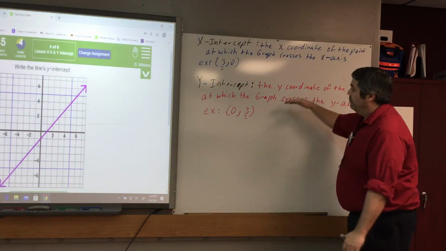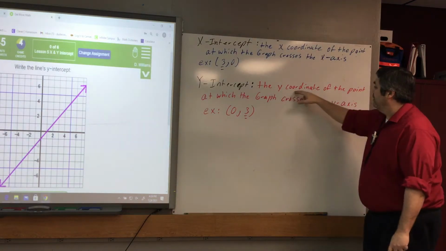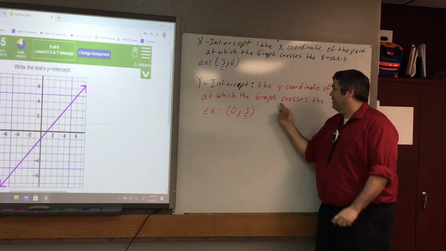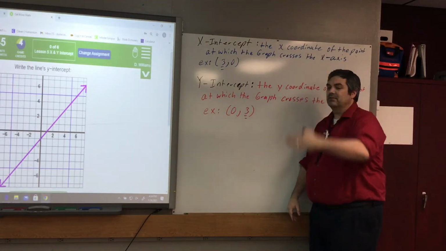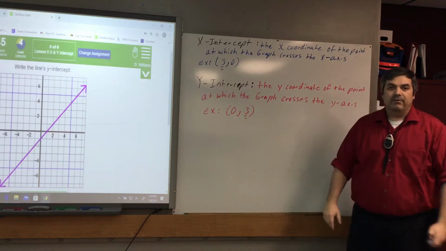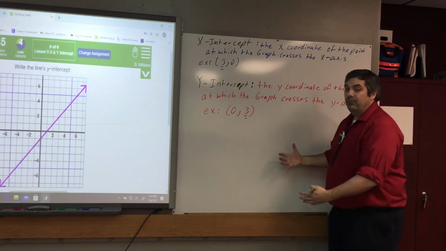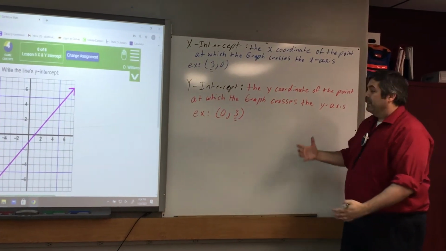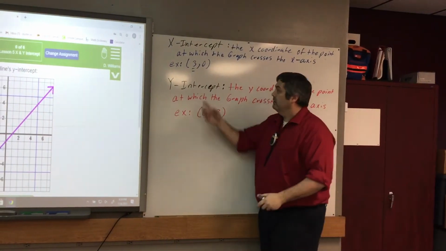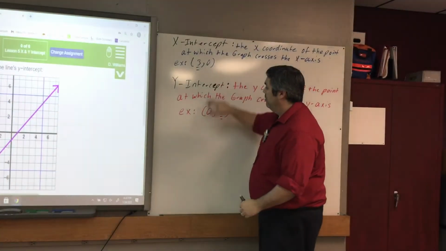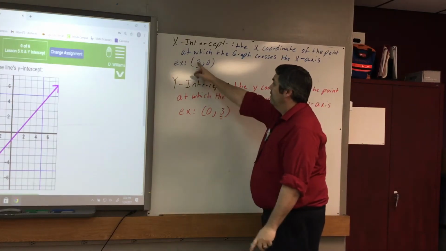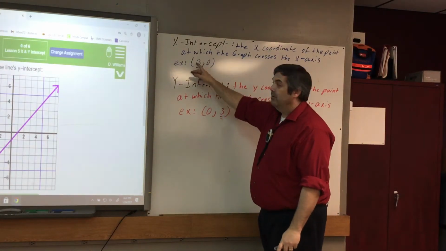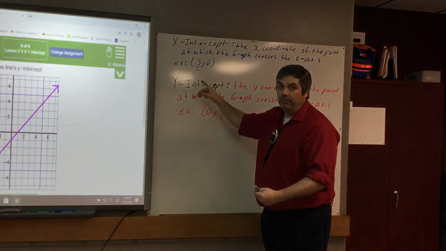Now, y-intercept: the y-coordinate of the point at which the graph crosses the y-axis. The y-axis is the big bold line that's going vertically through your graph. That's what we gotta know. Now, this is how it's written, (3, 0) or (0, 3). With your x-intercept, the x is going to be a number, the y is always going to be 0.